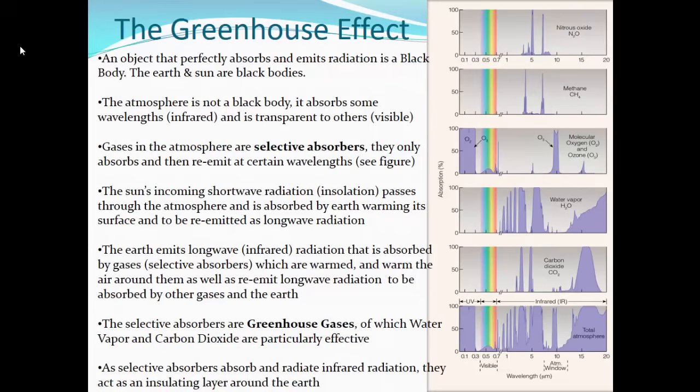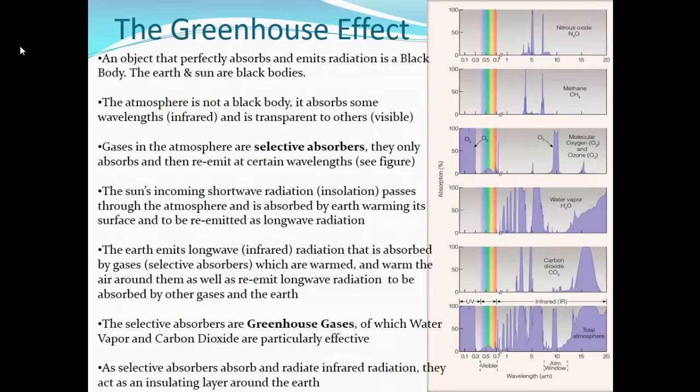So bullet point 4, the sun's incoming shortwave radiation, insolation, passes through the atmosphere and is absorbed by the Earth. The Earth, of course, is a black body, so it absorbs all the radiation and then re-emits all that radiation, and it re-emits it as long wave radiation. Again, remember, lower temperature, longer wave radiation. The Earth emits long wave infrared radiation that is absorbed by gases, those selective absorbers. Those gases are then warmed, and they warm the air around them by conduction, and they also re-emit long-wave radiation to be absorbed by other gases and the Earth.